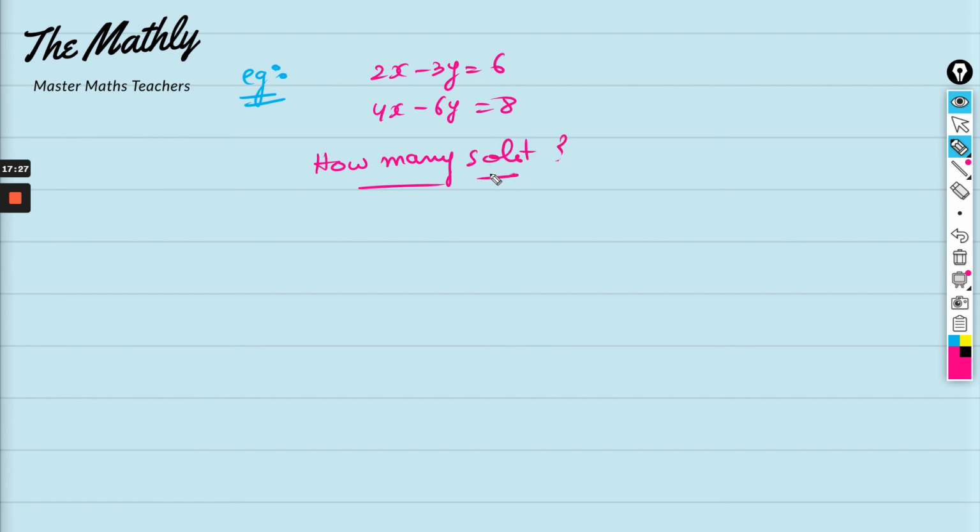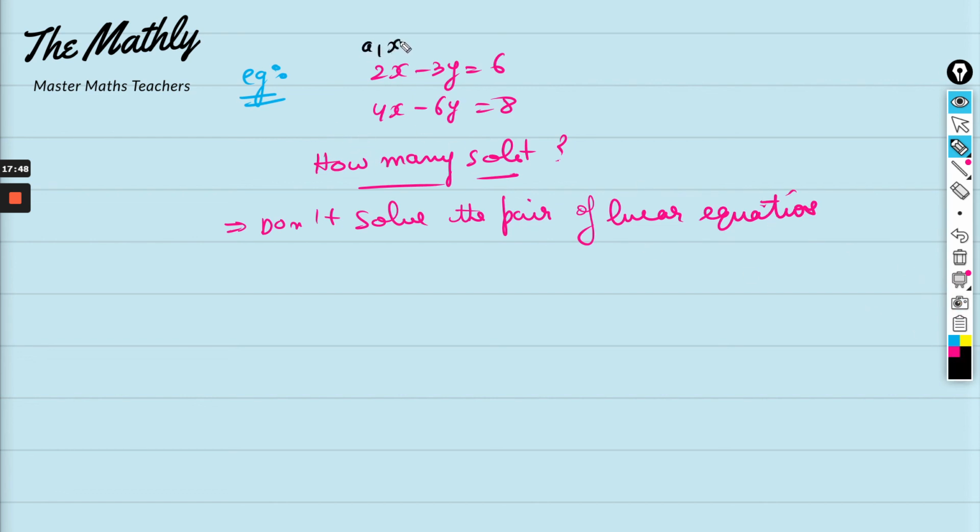Now, in such a scenario, you don't need to solve the question. Please, first of all, don't solve the pair of linear equations. Is that okay? Now what you need to do is apply the simple concept. Let's say this is a1x plus b1y is equal to c1, and this is a2x plus b2y is equal to c2.